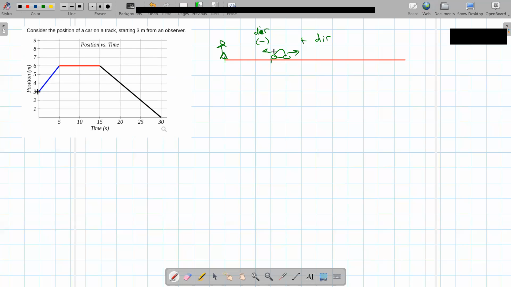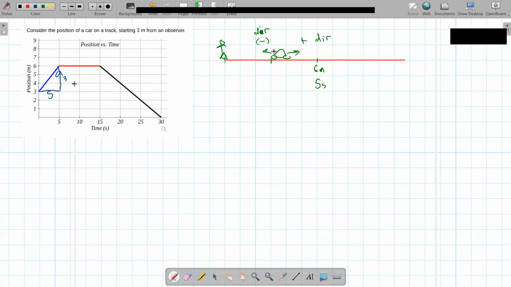So at first it's at 3, then we start counting as the car moves, and we can see the car's moving away. So 5 seconds later, it's 6 meters away. And it moved at a steady rate going that way. And how do I know it moved at a steady rate? Well, this is just a line right here, and I can measure the slope of this line because I have a rise here and a run. And I can see a rise of 1, 2, 3, and I can see a run of 5.